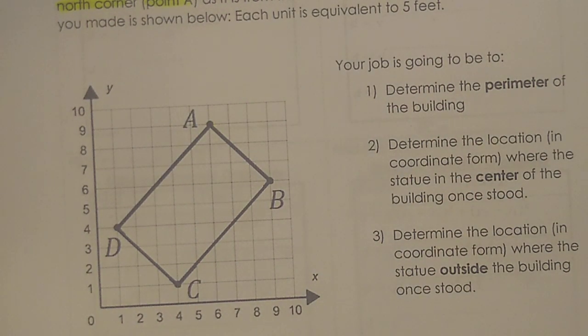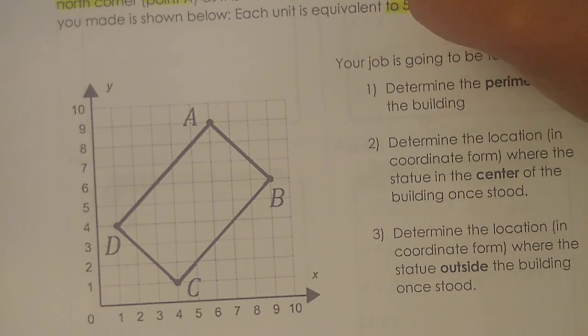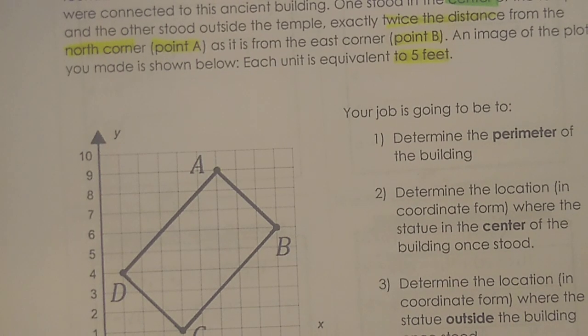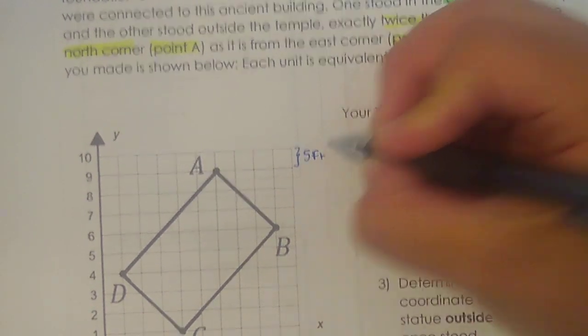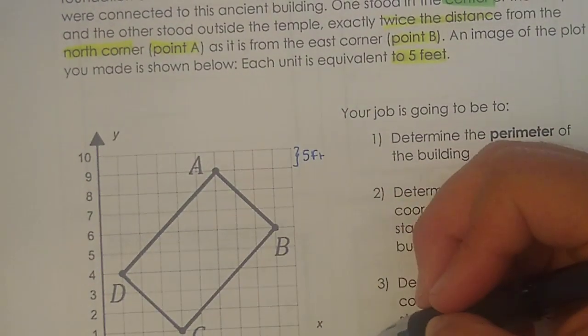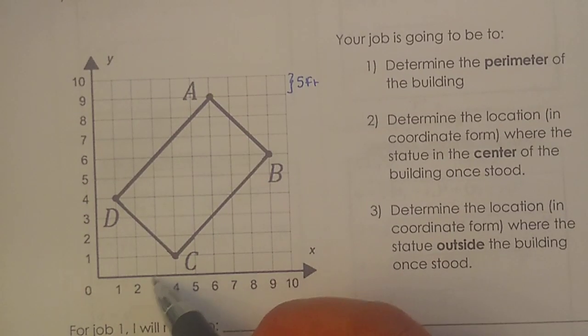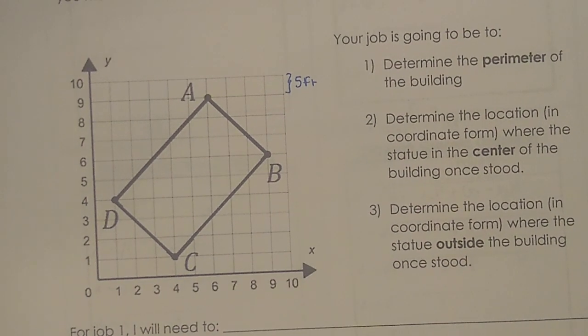And I know that the image of the plot is shown below, and I know that each unit is equivalent to 5 feet. So what does that mean? That means each one of the little boxes on the grid is equal to 5 feet. So I have to remember that. That is 5 feet right there. If there's 10 boxes, that's actually 50 feet, because 10 times 5 is 50. 5, 10, 15, 20, 25, 30, 35, 40, 45, 50 feet.